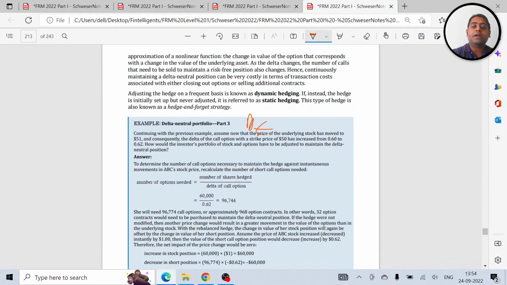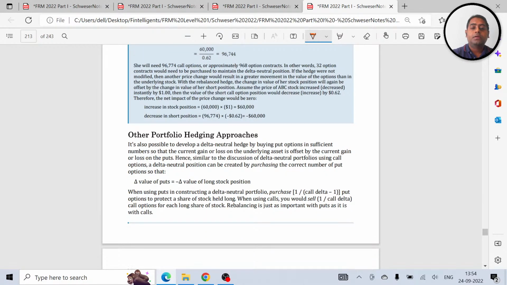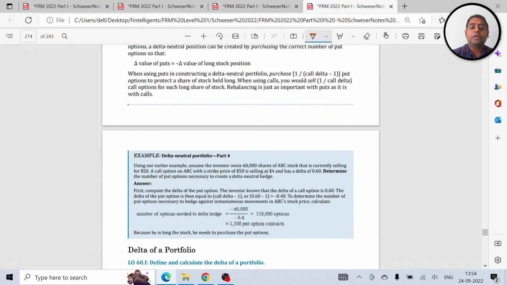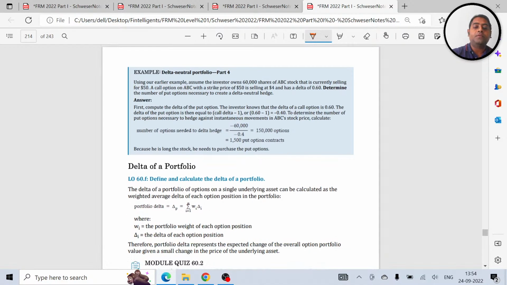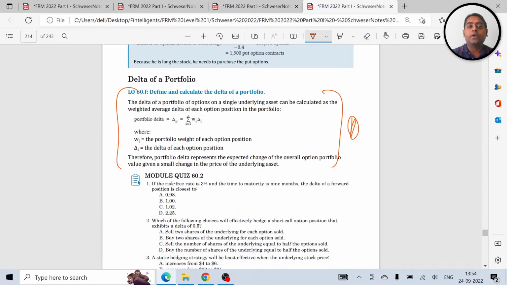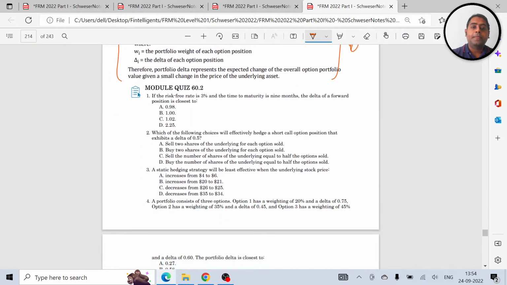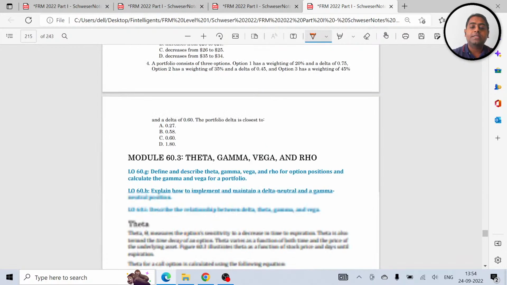Maintaining the hedge, this part is important. Delta neutral portfolio is okay. Delta of the portfolio, this is important. Weighted average, like the way duration was calculated, this can also be calculated. Portfolio delta. Next is theta.